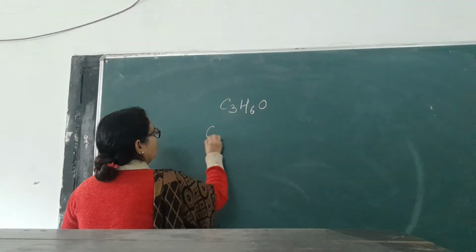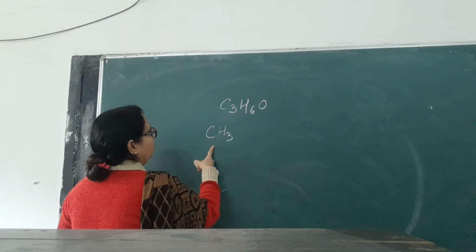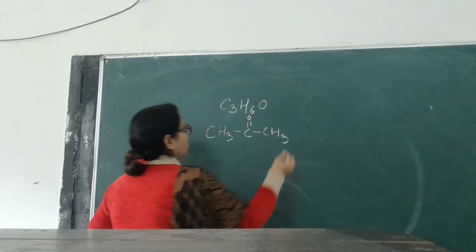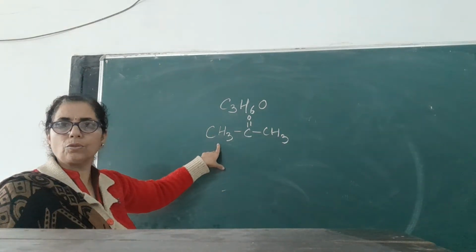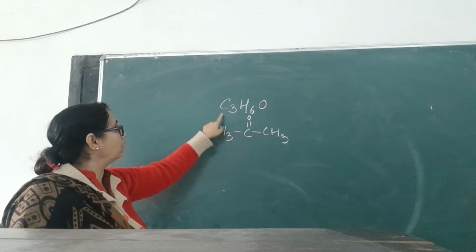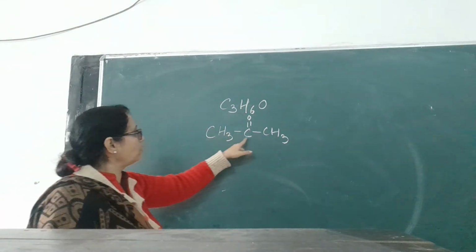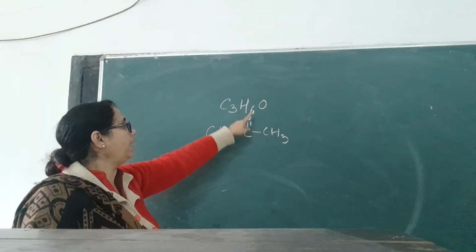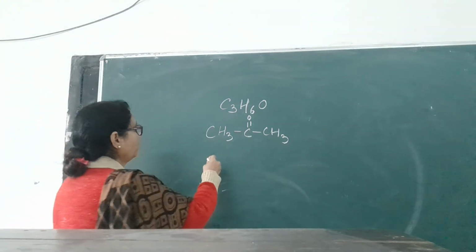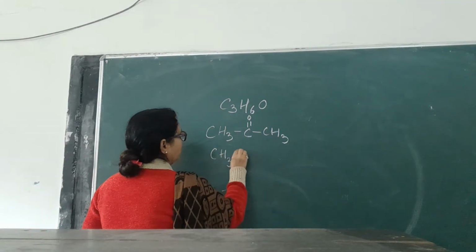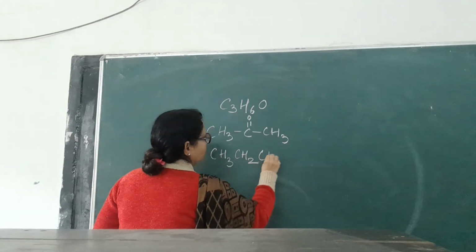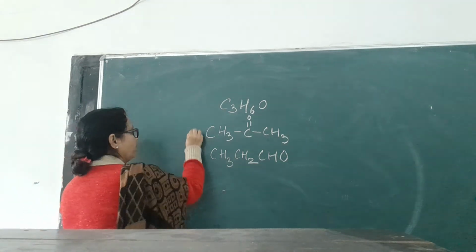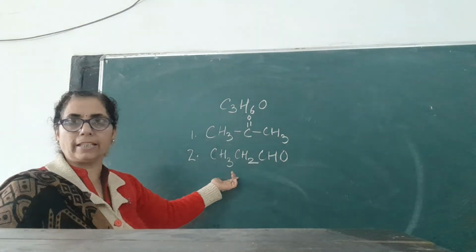Suppose I am writing this: CH3, C with a double bond to O, and again CH3. With this, one functional group has been written. We have 3 carbons, 1, 2, 3, and 6 hydrogens, and 1 oxygen. This can also be written as CH3, CH2, CHO. This is the one with CHO. This is the second one, and this is the first one.